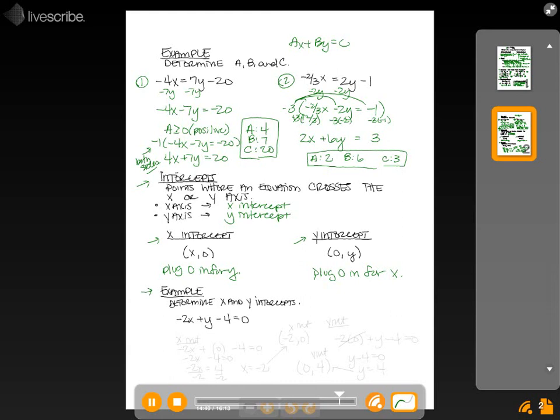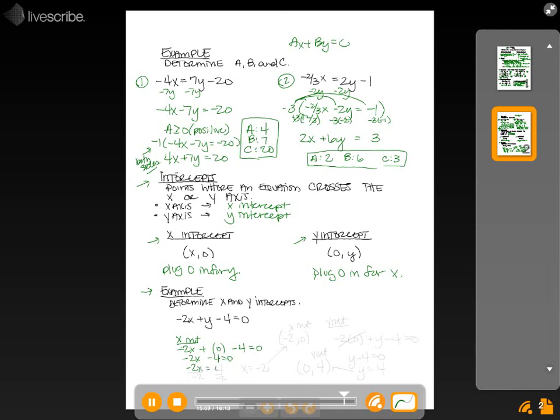So we've got an example. It says determine the x and the y intercepts. Our problem is -2x plus y minus 4 equals 0. So let's start with the x-intercept. For the x-intercept, we plug 0 in for y. So -2x plus 0 minus 4 equals 0. Simplify some stuff. Negative 2x minus 4 equals 0. We can solve it from here.